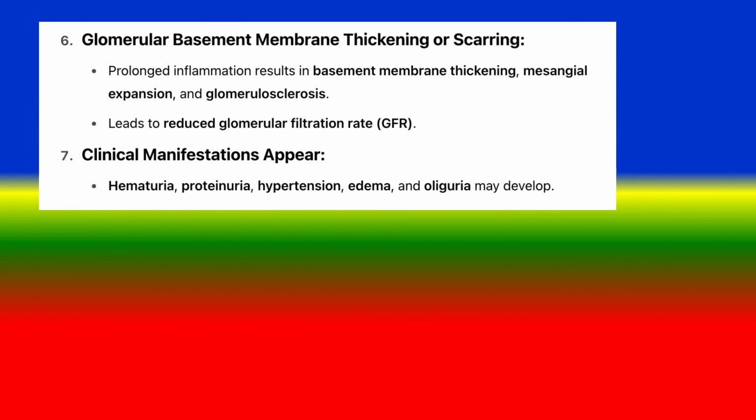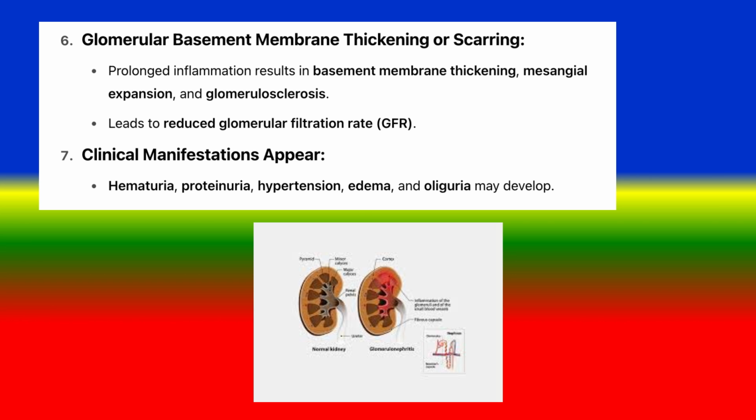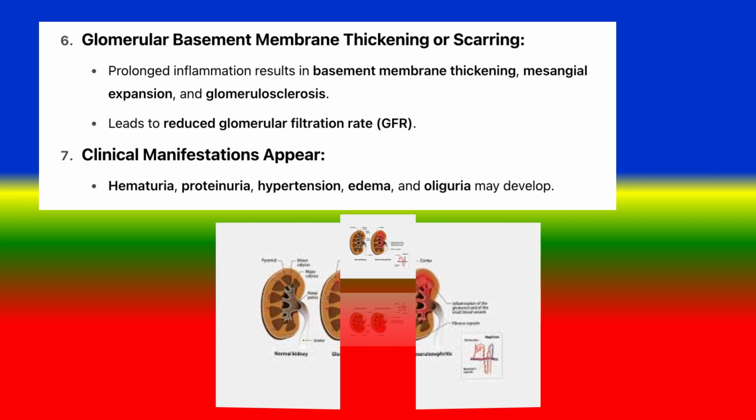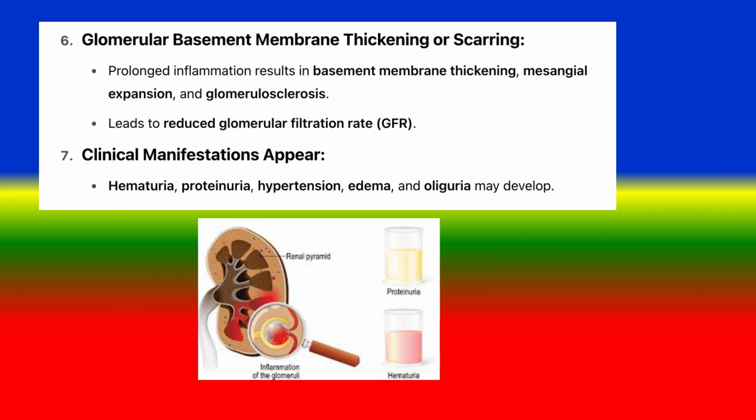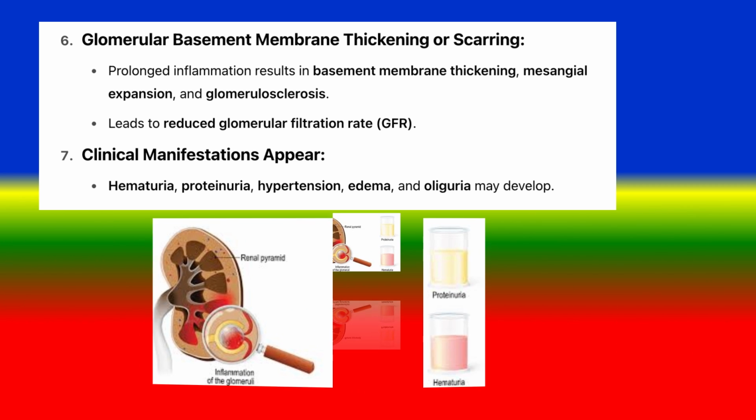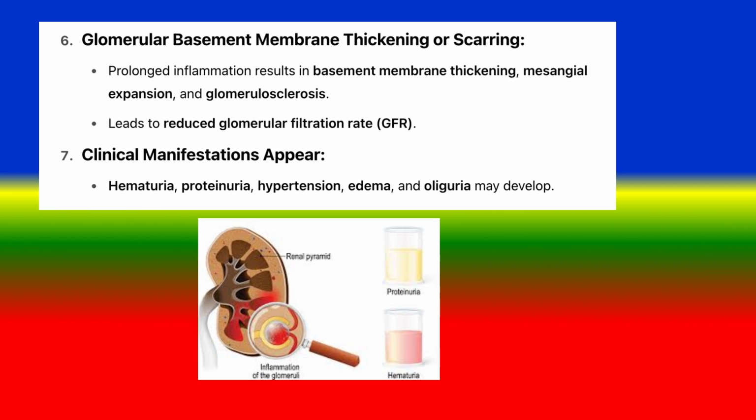6. Glomerular basement membrane thickening or scarring. Prolonged inflammation results in basement membrane thickening, mesangial expansion, and glomerulosclerosis. Leads to reduced glomerular filtration rate, GFR. 7. Clinical manifestations appear. Hematuria, proteinuria, hypertension, edema, and oliguria may develop.